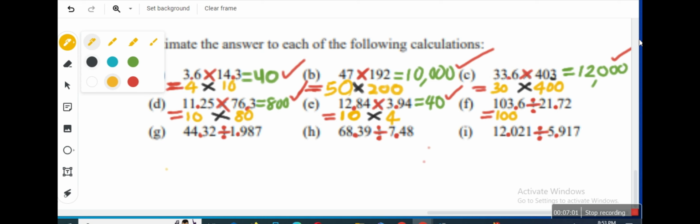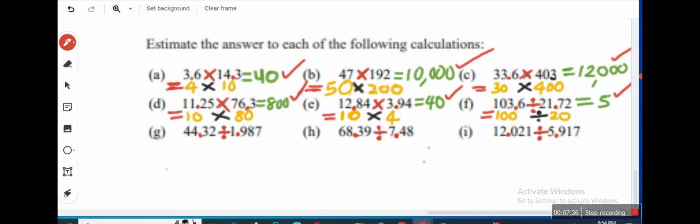Divided by 21. So what should that 21.72 be? 20, because you're stopping at 2. So divided by 20. So what would that give you? Final answer? 100 divided by 20, is it 50? Is it 50 or 5? 100 divided by 20, it's 5. Yes, 5. Let's go to the next one, G.